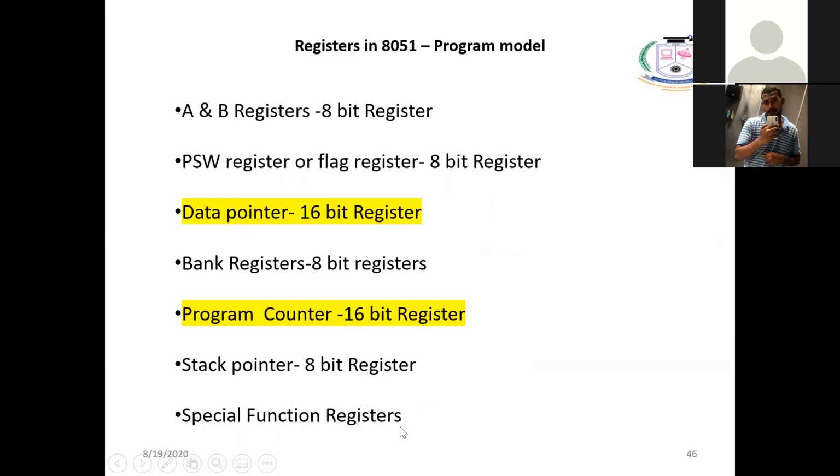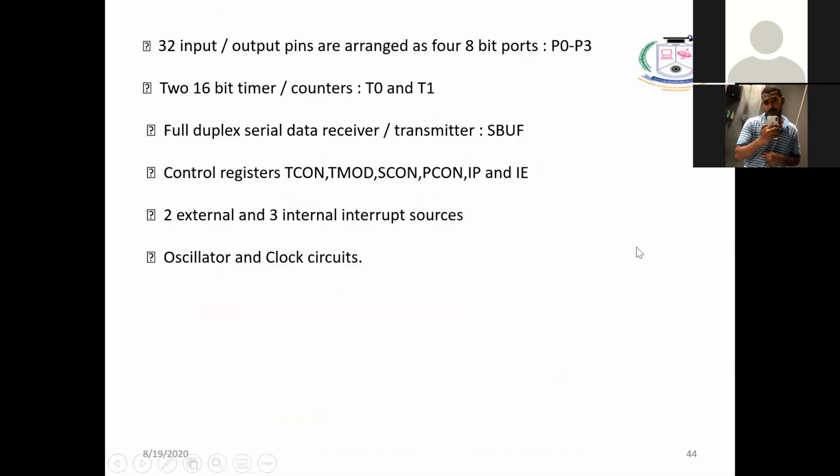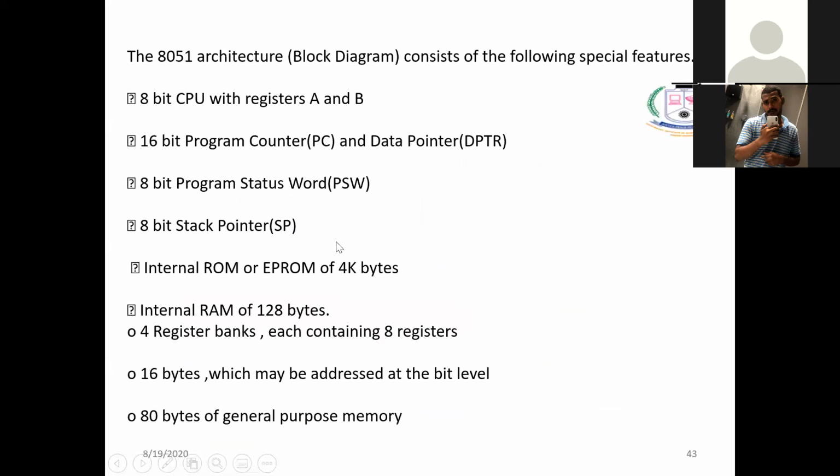What are the special function registers? I told you PCON, SCON, TMOD, TCON, IP, IE, serial buffer registers, timer register, and one more register is the interrupt register. All will come under the special function register. And one more thing, memory capacity. What is the onboard memory capacity? 4 KB, and RAM capacity is 128 bytes or 256 bytes.